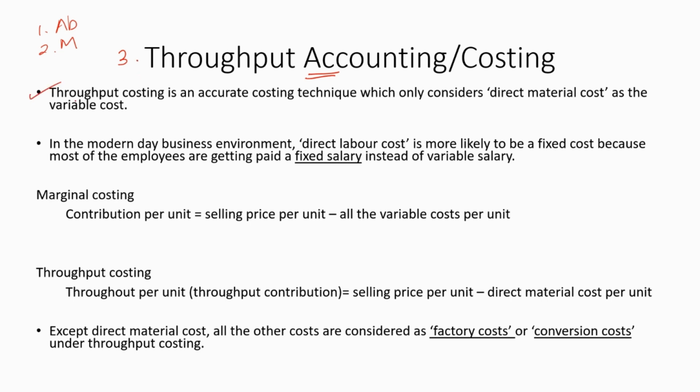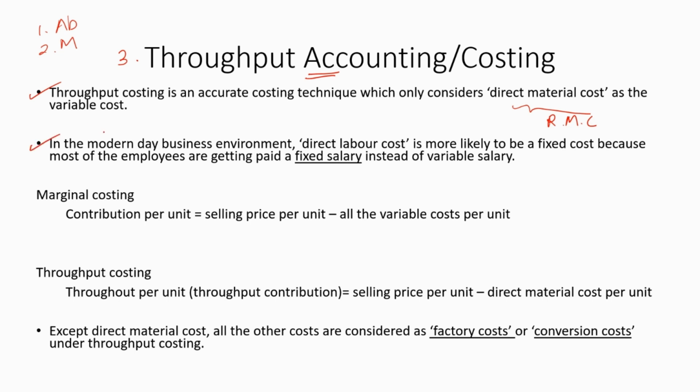Throughput costing is an accurate costing technique which only considers direct material cost as the variable cost. Direct material cost is the raw material cost. So under throughput accounting, we only consider the direct material cost, or the raw material cost, as the purely variable cost. All of the other costs will be considered as fixed costs.